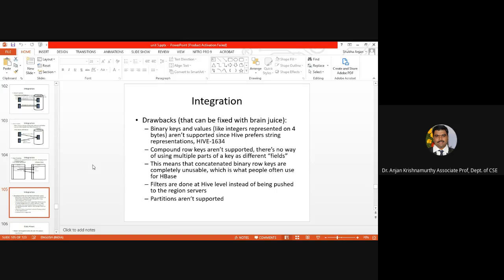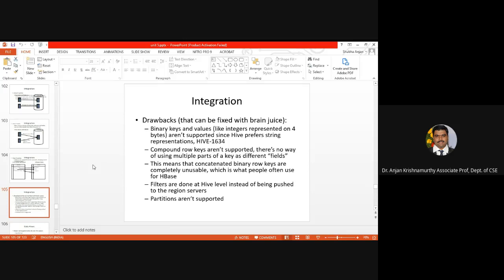the binary keys and values which are represented in 4 bytes are not supported as a string in the case of Hive. Hive basically has an ASCII based approach. It does not use any other kind of approach for dealing with binary values, right? You may also have compound row keys which are not supported, and you may have multiple key fields used in this case. You may also have concatenated binary row keys which are completely unusable because HBase does not use such kind of systems.